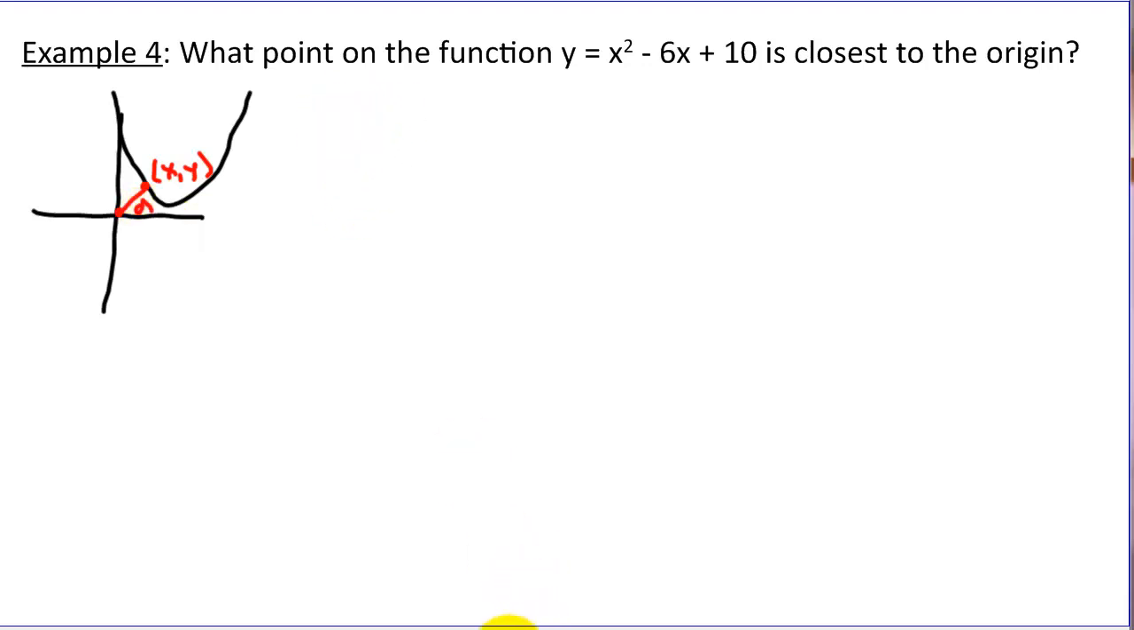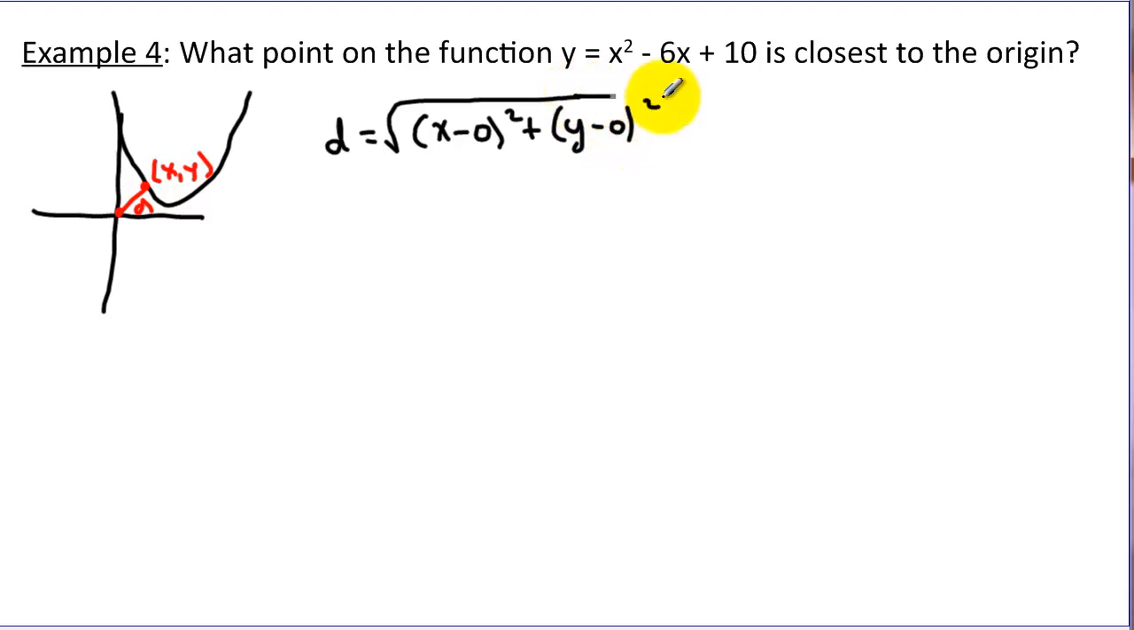So if we use our distance formula, distance is the square root of x2 minus x1 squared plus y2 minus y1 squared. So our distance here is the square root of x squared. And now we're going to replace y with this so we get one letter.